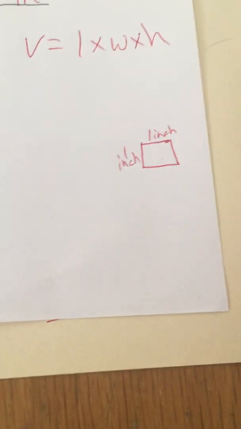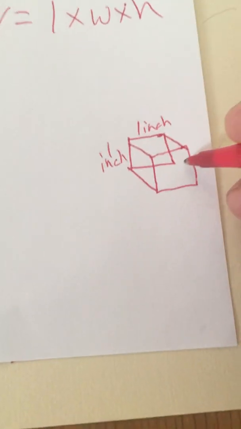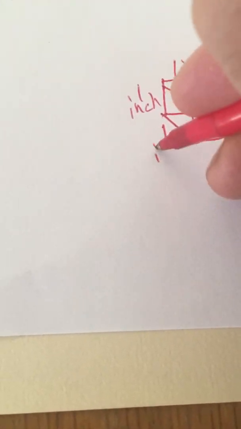We're talking cubic inches, so we actually need a third dimension. We need this to be a 3D box. And that way, right, it's 1 inch this way, it's 1 inch that way, and it's also 1 inch this way, right? Think of it as a cube.